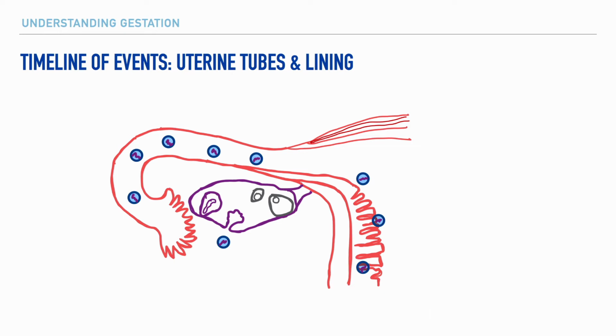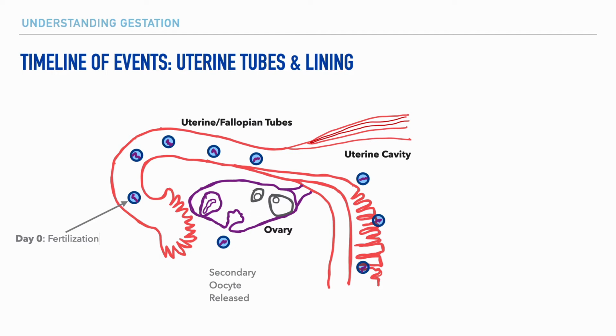Now, the image shown here represents the right side of the uterine and/or fallopian tubes, along with the uterine cavity. We'll also note here that there is one of the ovaries shown as well. Now, this process first began with the ovarian cycle, producing a secondary oocyte, which is released from an ovary. And this secondary oocyte is released into the uterine tubes where it awaits the male sperm for fertilization.